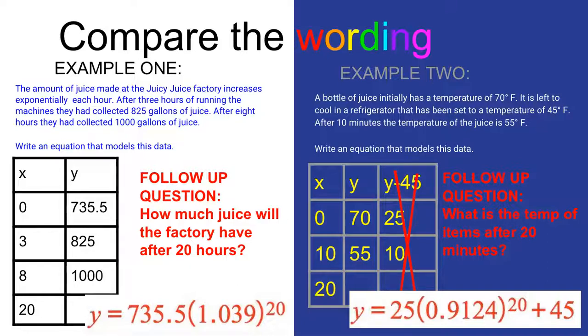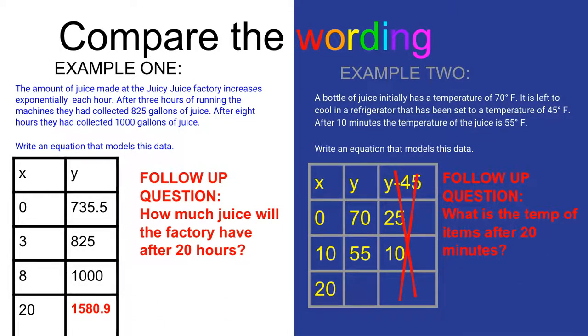I would do the same thing over here on this particular problem because it's asking what is the temp after 20 minutes. So I'm going to put the 20 in my equation over here. You'll notice I'm plugging in 20, and that will find this missing value in the table. On this side, when I plugged in 20, I had 1580.9. On this side, I had 49. And then I've got those two things figured out.